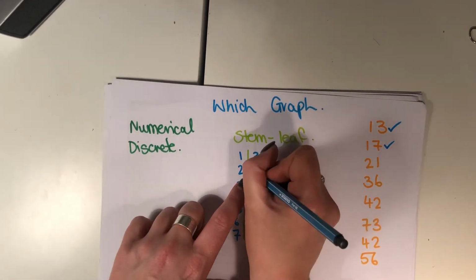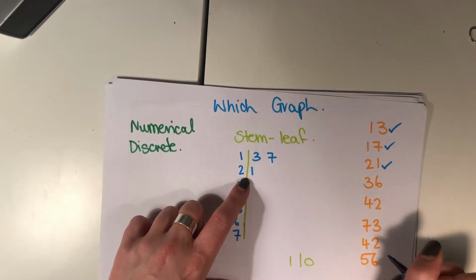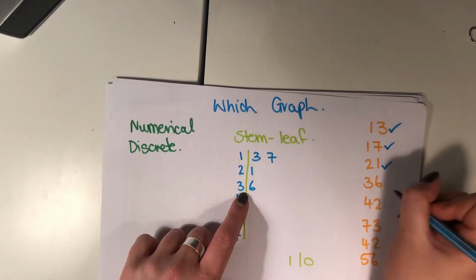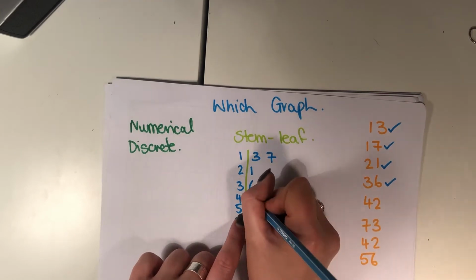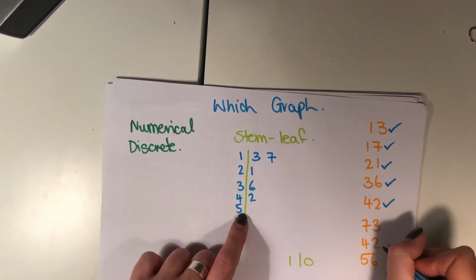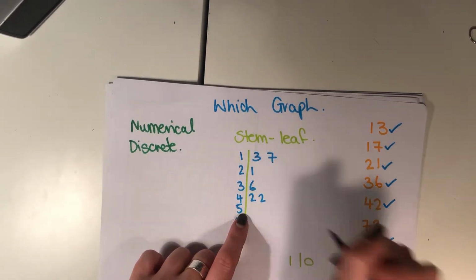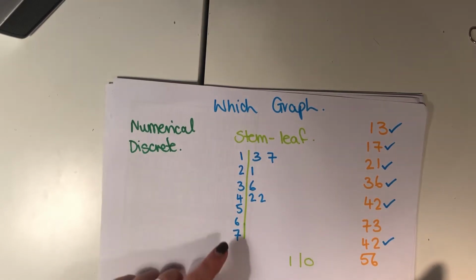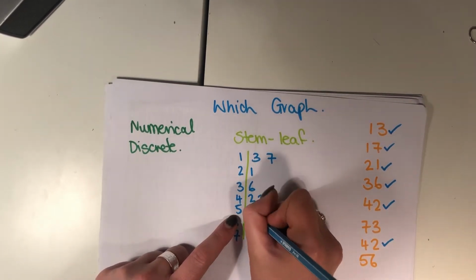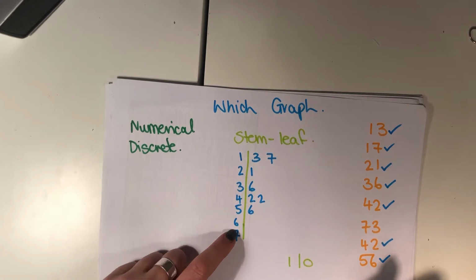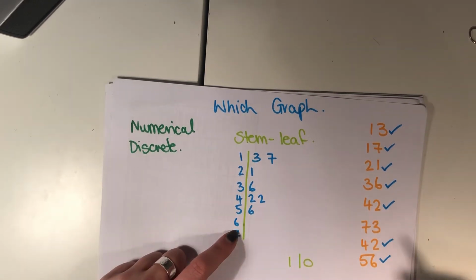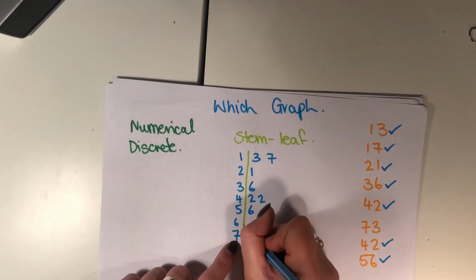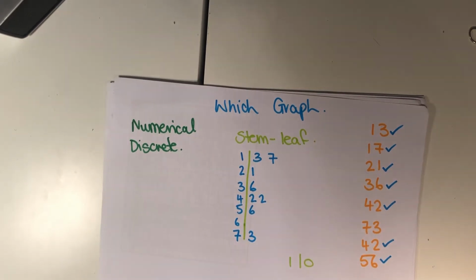I now have 21. I have 36. I have 42. I have another 42, so I'm just going to put that in to make sure I keep everything in a nice order. 56, dealt with there. Nothing in my 60 row. Now, that doesn't matter. But I have a 73 there.